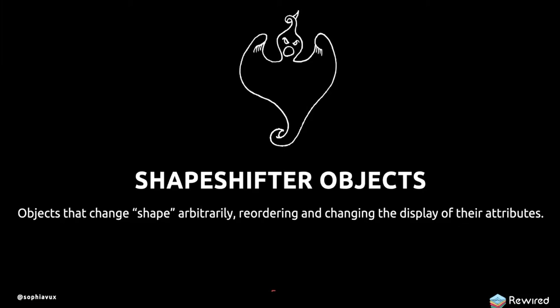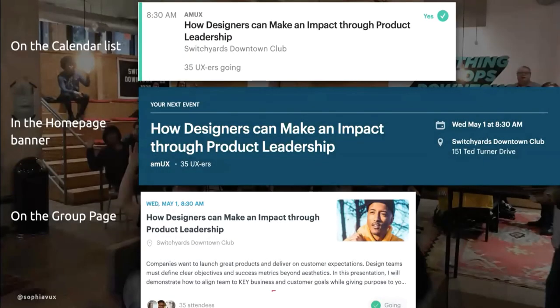So these are objects that change shape arbitrarily. They're reordering and changing the display of their attributes. So the example that I love to give, there's so many out there on the internet. You'll start seeing them now that you're going to become aware of them. And it's something, I'm sorry, you can't unsee this now, but I love picking on Meetup.